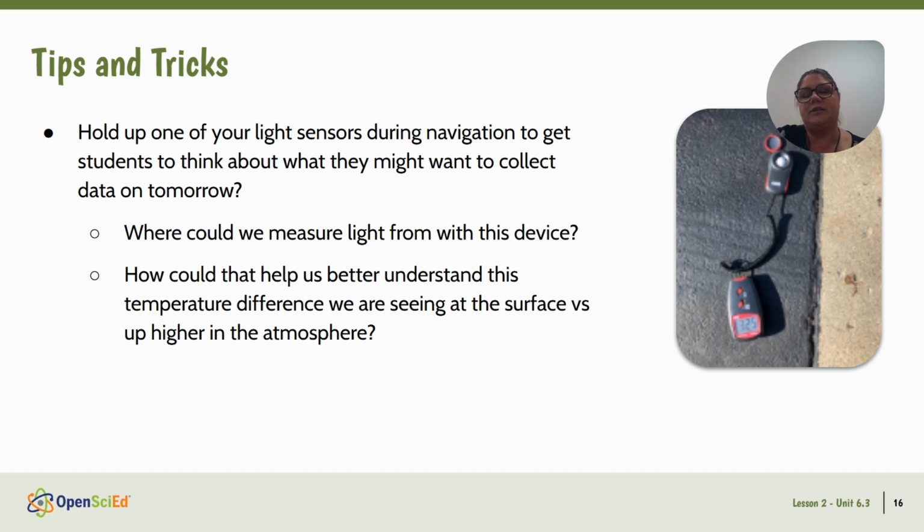Hold up one of your light sensors during the navigation portion and get students to think about how they might want to use that to collect data tomorrow. Where could we measure light with this device? And how could that better help us understand how there's a temperature difference between the surface versus even just a little bit higher up off the ground? How could we test it out? And they come up with some pretty good ideas.